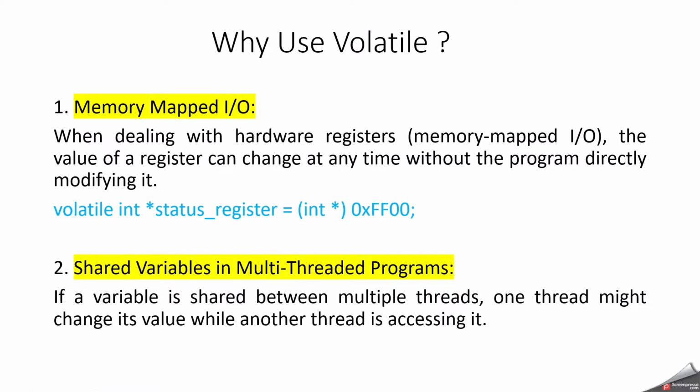Another case is when we are using a shared variable in a multi-threaded program. You can imagine you have two threads, and between the two threads you want to use the same variable. Then in these cases, volatile is preferred.